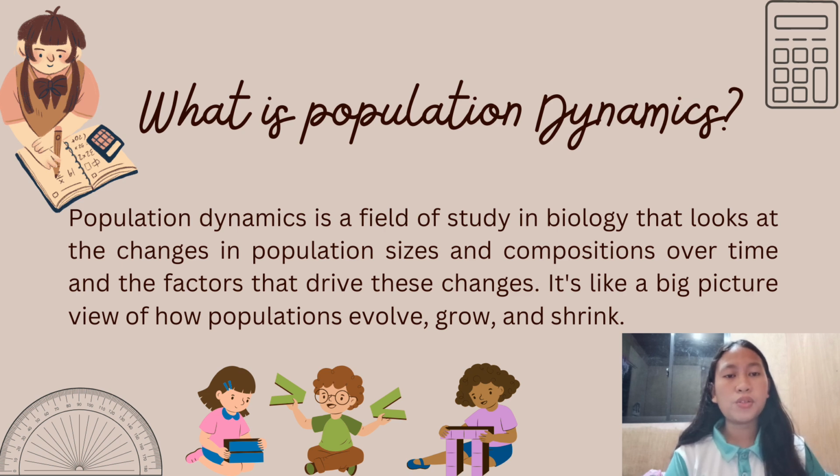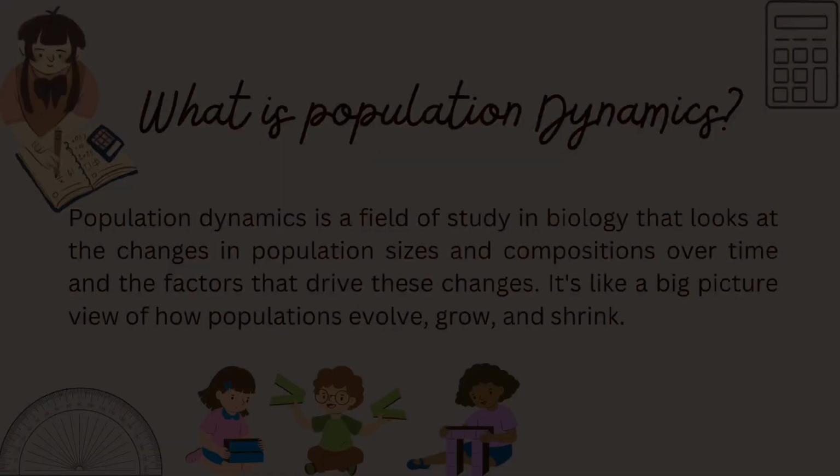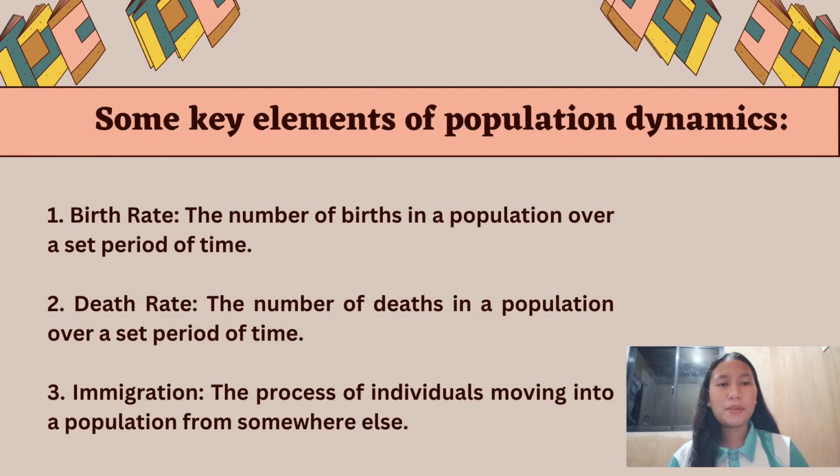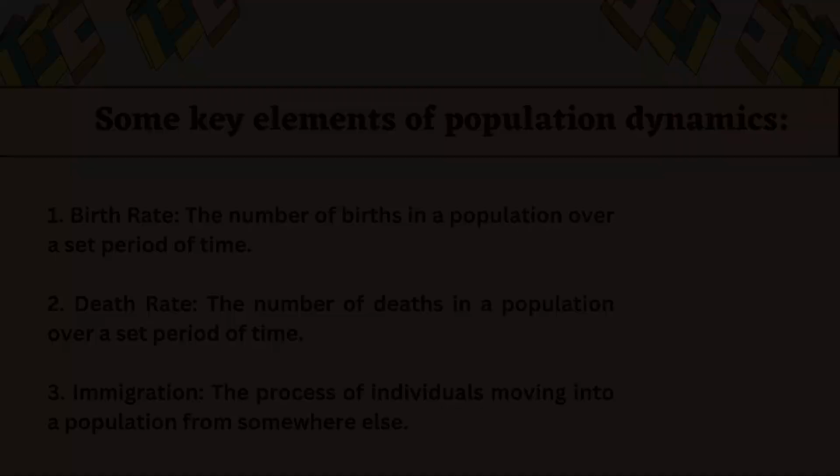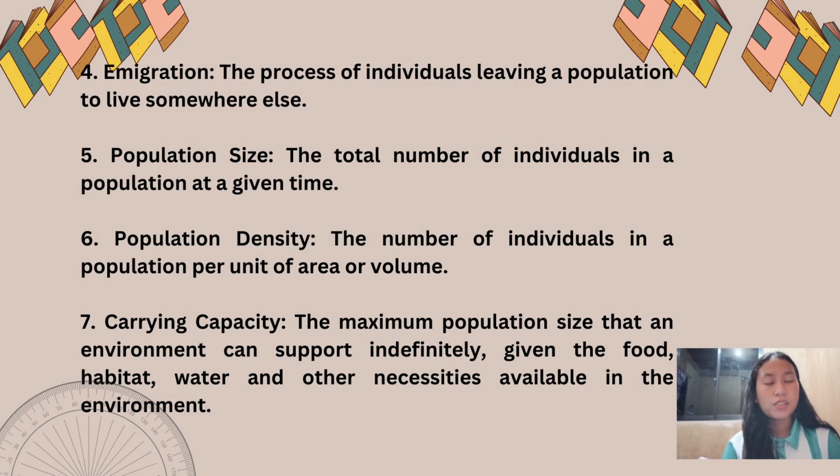Population dynamics is crucial in various fields. Here are some key elements of population dynamics. First is the birth rate, the number of births in a population over a set period of time. Second, death rate, the number of deaths in a population over a set period of time. Number 3, immigration, the process of individuals moving into a population from somewhere else. Number 4, emigration, the process of individuals leaving a population to live somewhere else.